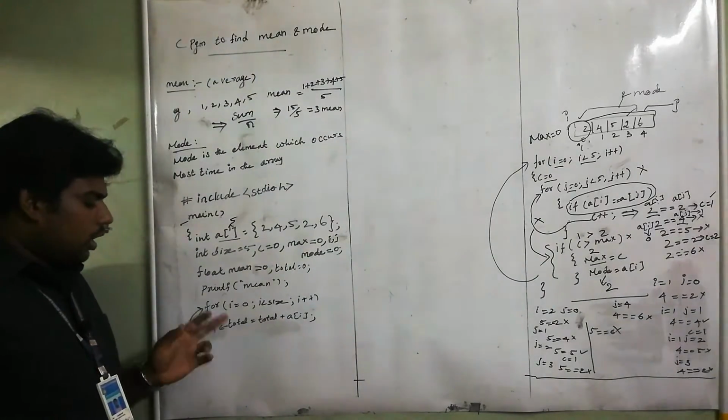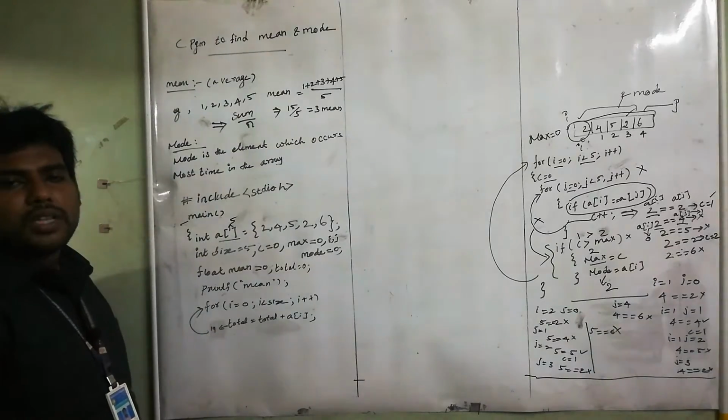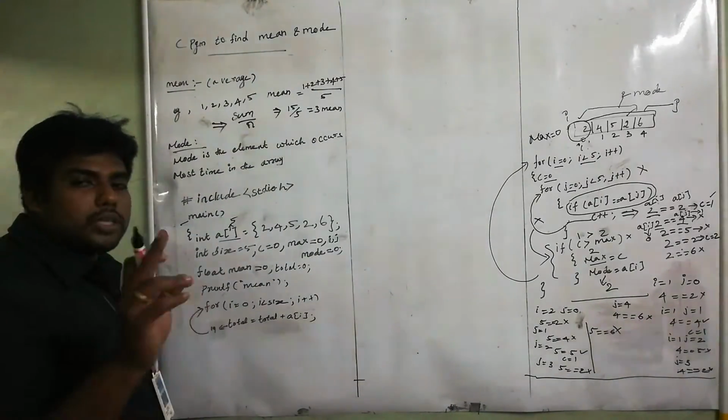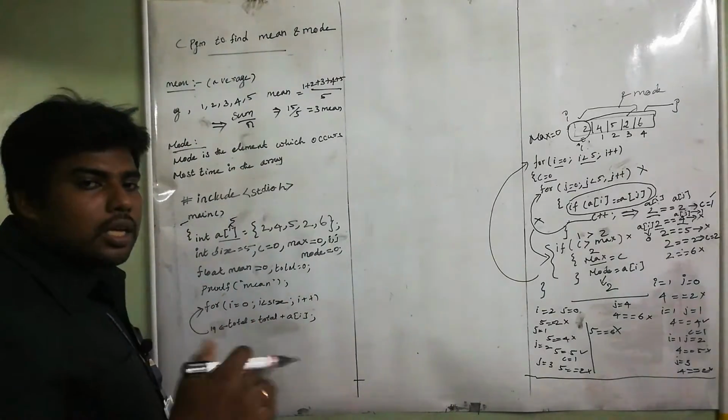If I am using only one statement inside the for loop, whether curly brace is required? No need of curly brace. If you are using only one statement, you need not use the curly brace.